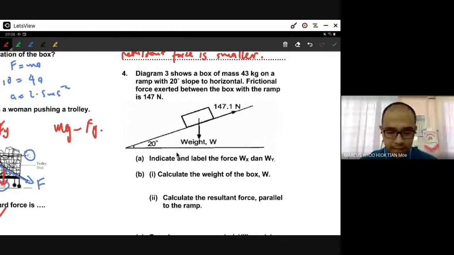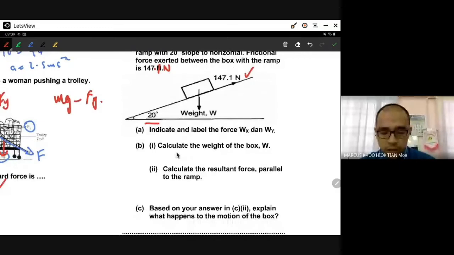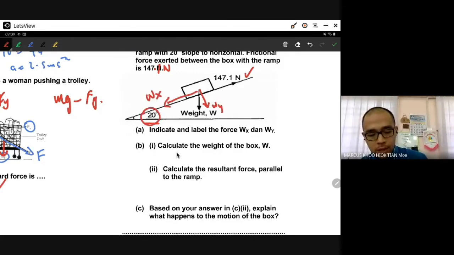Okay, number 4, diagram 3 shows a box of mass 43 kg on a ramp, 20 degrees slope to the horizontal. Frictional force is 147.1 newtons, we follow the diagram lah. First of all, indicate and label the force Wx and Wy. I hope by now you know that Wy is always this way and Wx is always this way, and the angle of 20 degrees is always touching the Wy.